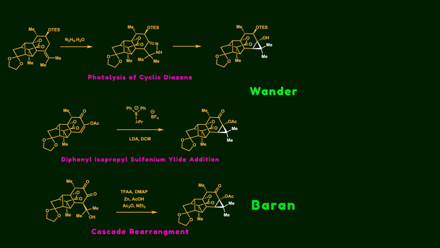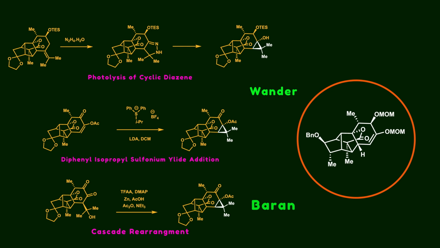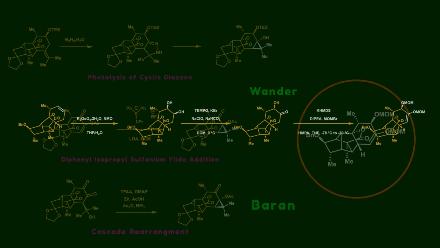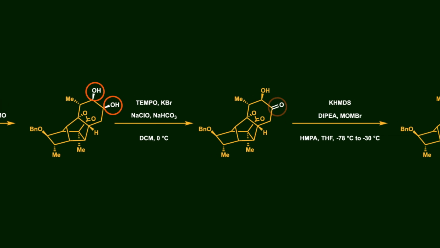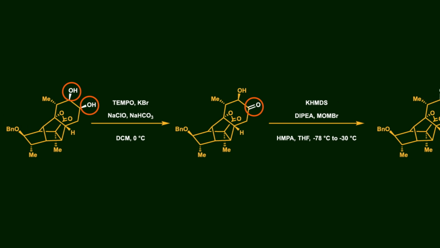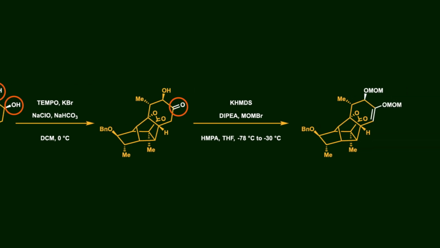Ultimately, it was found that this compound would be a stable and effective precursor for the desired cyclopropanation. To access this compound, the double bond of the intermediate undergoes diastereoselective dihydroxylation, followed by selective oxidation of the less hindered hydroxyl group by TEMPO, all in one pot. Afterward, treatment with KHMDS and HMPA in THF, followed by the addition of the MOMBr protecting group, provides the desired intermediate.